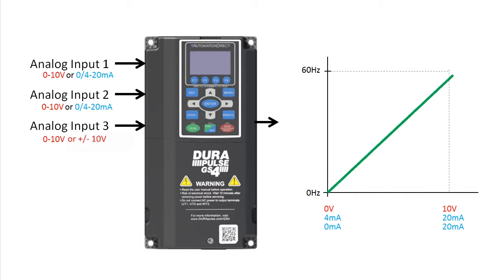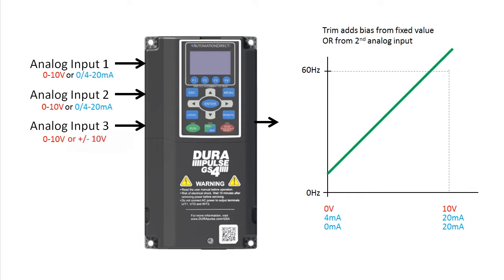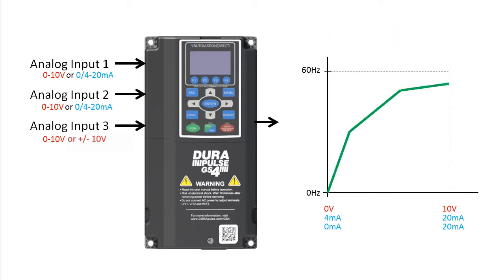You can reduce the gain to reduce the maximum output frequency. You can completely change the slope of the curve by adjusting the offset and the gain. You can trim the response using a fixed value or even another analog input to make the trim variable, and you can even create a custom volts-hertz curve.